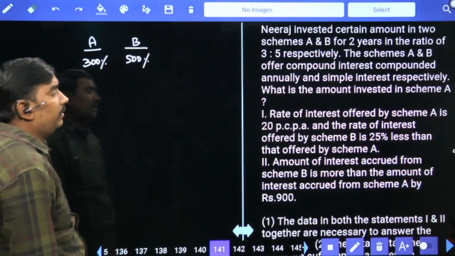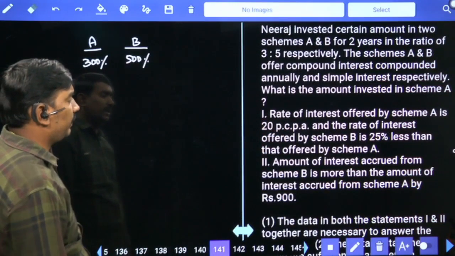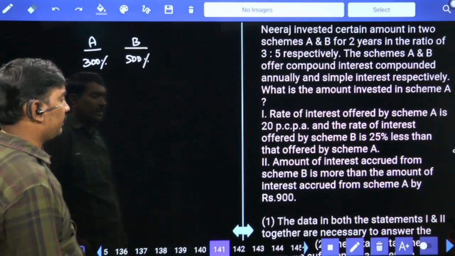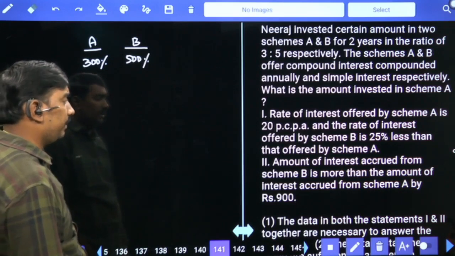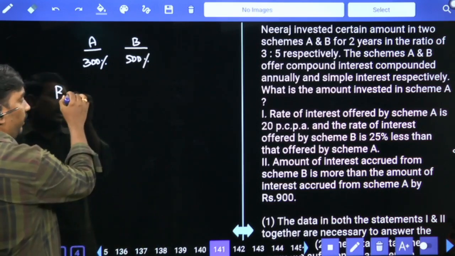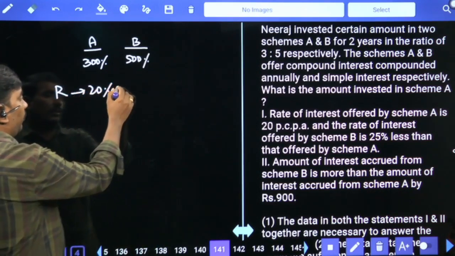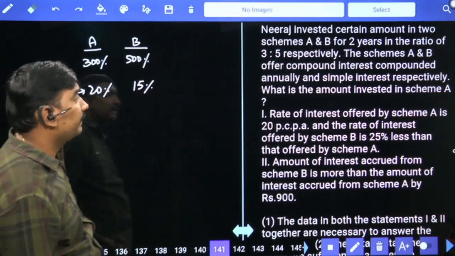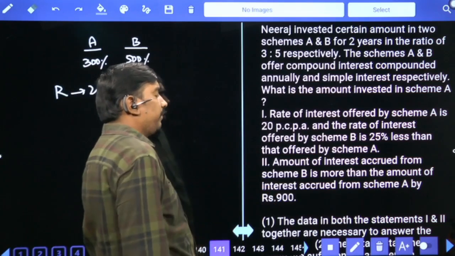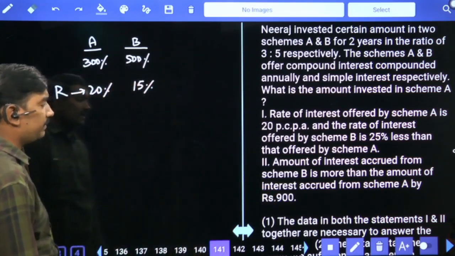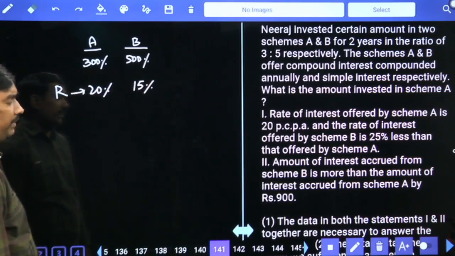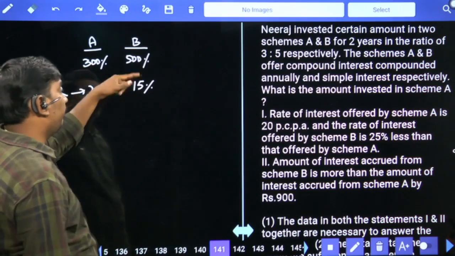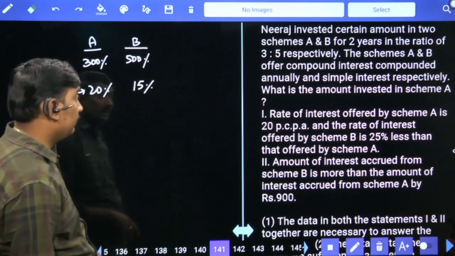Rate of interest offered by scheme A is 20% per annum and the rate of interest offered by scheme B is 25% lesser than that offered by scheme A. Scheme A 20%, scheme B 25% less means 15%, but not possible with the first statement. Amount of interest accrued from scheme B is more than the amount of interest accrued from scheme A by 900. By combining 1 and 2 together we can say the answer.